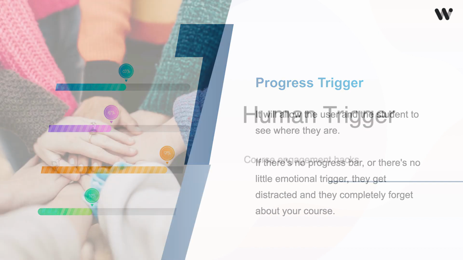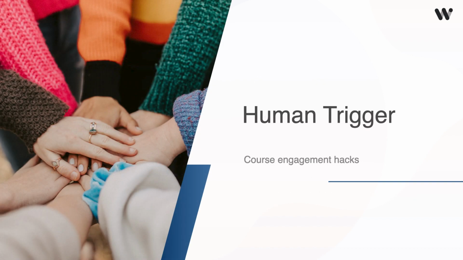As you have learned so far, in this lesson, we learned about the progress trigger and how stimulating this trigger affects participants. In the next lesson, we'll be talking about the next trigger, which is the human trigger. This trigger is all about the social aspect of learning and how it can help people to stay motivated and engaged.